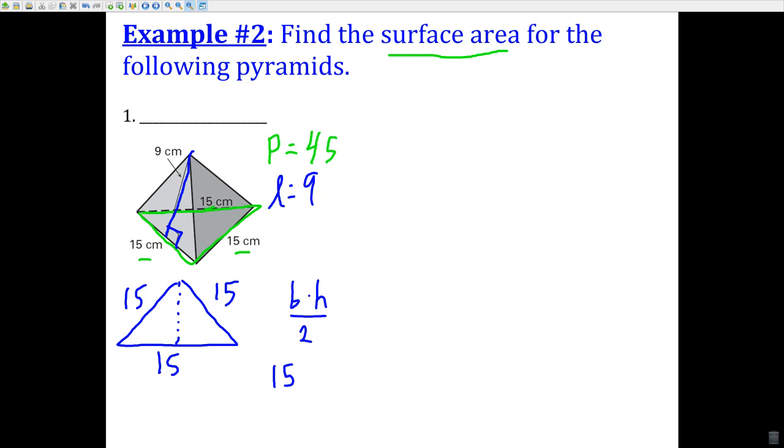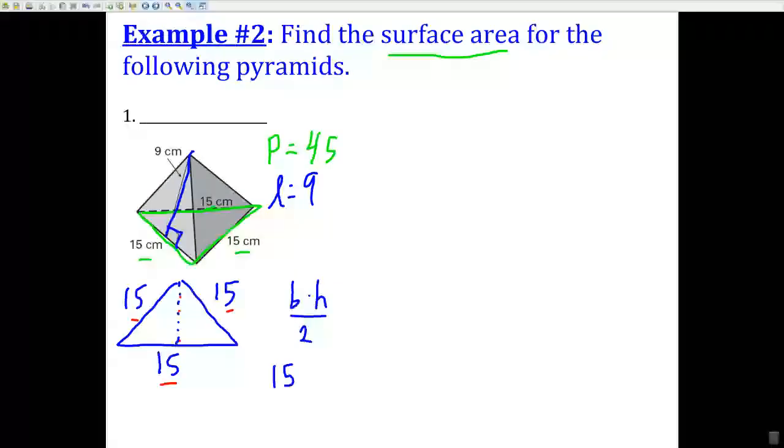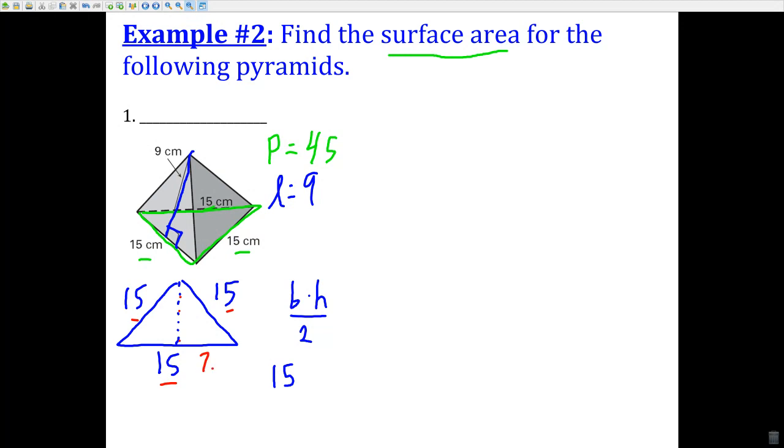Well, if I'm creating a line directly down an equilateral triangle, equilateral meaning all the sides are the same, if I'm going to cut this right down the middle of this kind of shape, that means that this is going to be 7.5, right? It's going to be 15 divided by 2. This is 7.5.